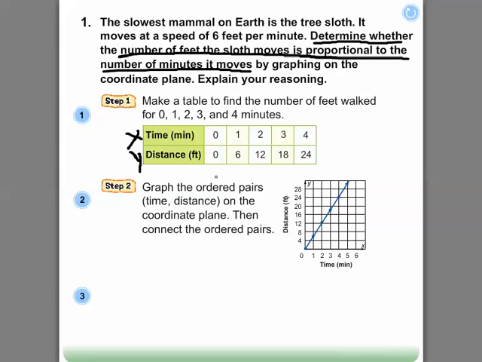And so when we graph those we have 0, 0, so x is 0, y is 0, so we put it here. And then we have x is 1 and y is 6, so we go 1 and then up to 6. We have x is 2 and y is 12, so we go over to 2, up 12. X is 3, y is 18, so we go to 3 and up to 18. And then we have x is 4 and y is 24, so we go over to 4 and up to 24. And then we connect those dots right there.